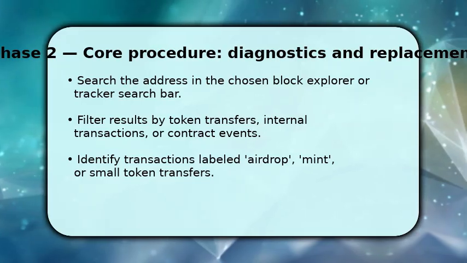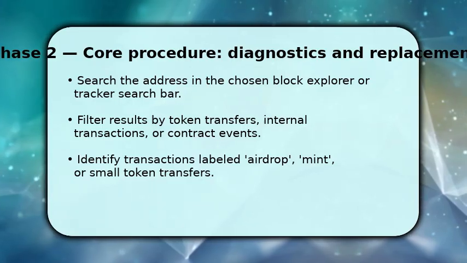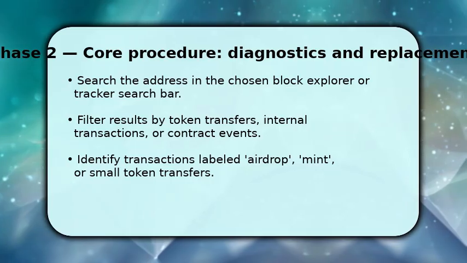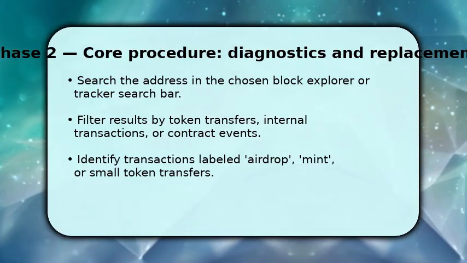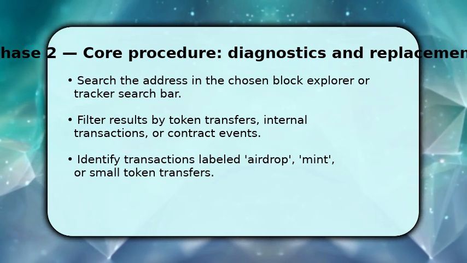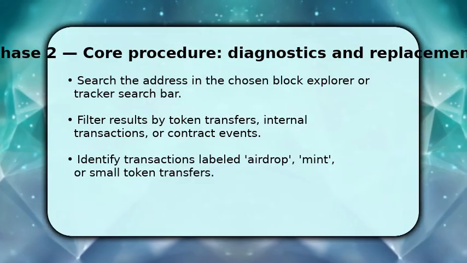Look for transactions from contract addresses or labeled as Airdrop, Mint, or Reward, and check transfer amounts and timestamps to confirm eligibility windows. Also inspect the token contract page to verify total supply and distribution notes. That explains why you received the token and its legitimacy.